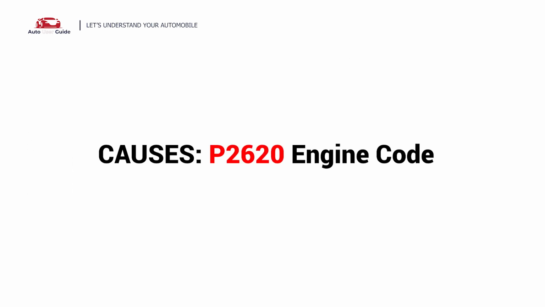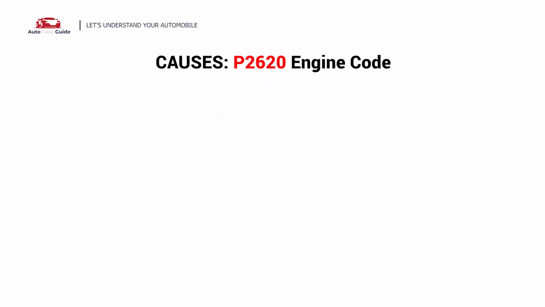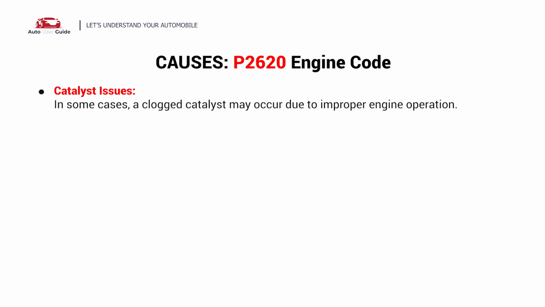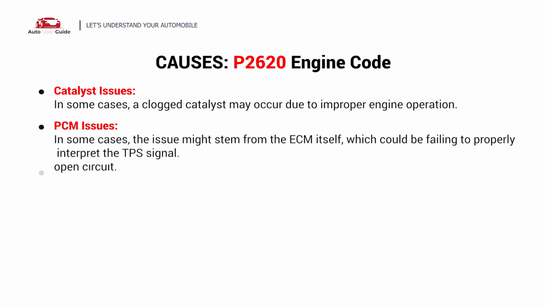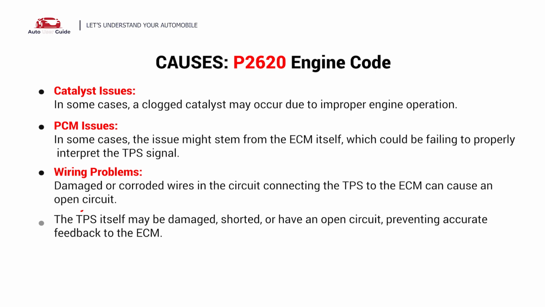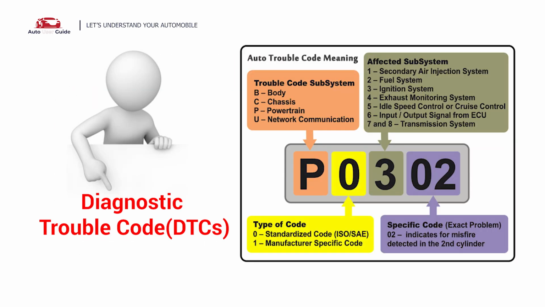So, what causes this imbalance? Here are the most common culprits. This error can be caused by these possible faults in your vehicle: catalyst issues, PCM issues, wiring problems, faulty sensor. Each DTC code corresponds to a specific issue in your vehicle.